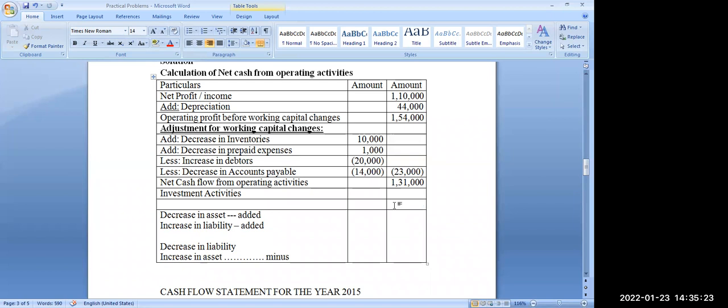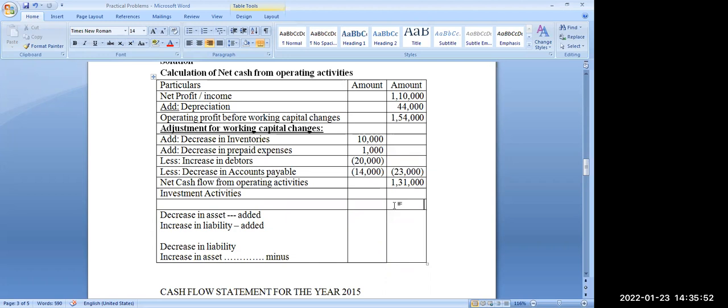Okay. Suppose last year bank loan was 1 lakh. Current year the bank loan is 20,000. What is the meaning? You are seeing the balance sheet of last year. There was an item in the liability side of the balance sheet, bank loan 1 lakh. Now current year the bank loan is only 20,000. We might have repaid the loan, 80,000. Repaid the loan. So that's an outflow. How much outflow? 80,000 outflow. Which activity is it?